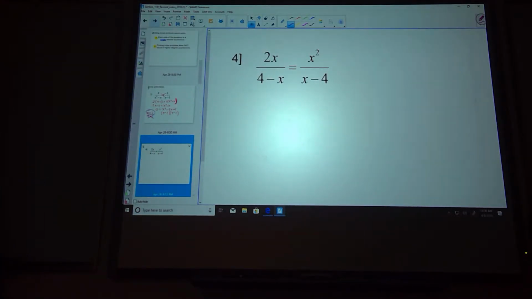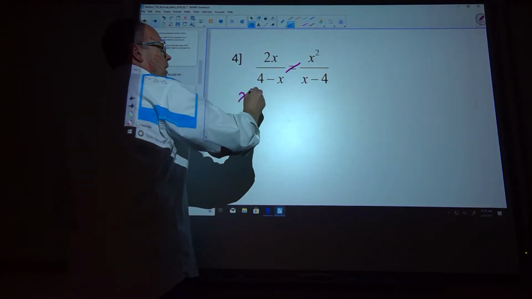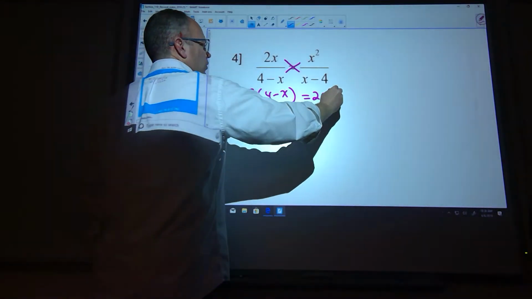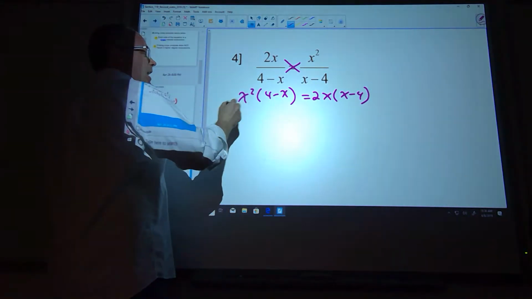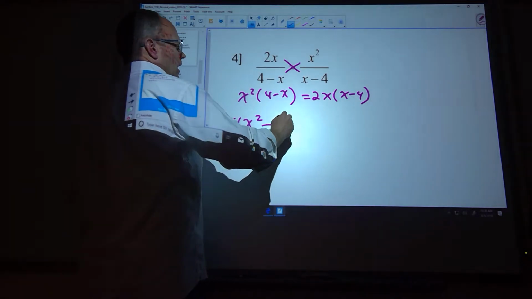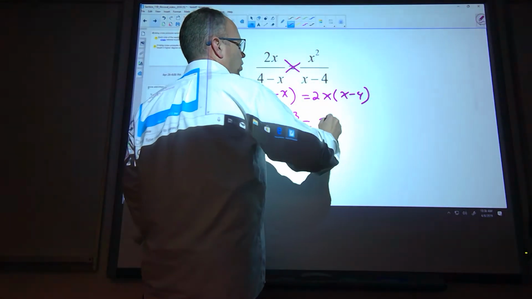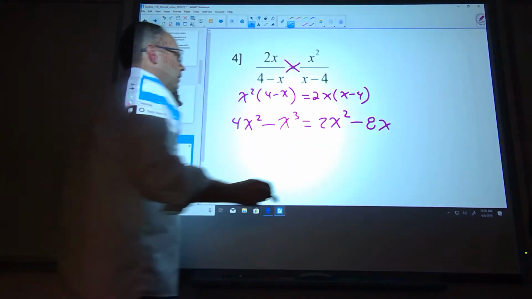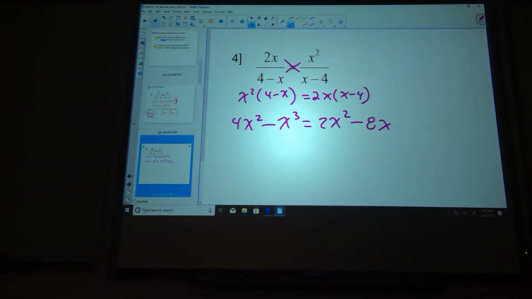All right, for some reason it skips to number 4, then it goes to number 3. It should work. So cross multiply. So x squared times 4 minus x equals 2x times x minus 4. And then distribute. So I'm going to get 4x squared minus x to the third equals 2x squared minus 8x. Okay, so even though this raised it to a third power, it doesn't change what our graph would look like. It doesn't say that now we have 3 solutions or anything like that.